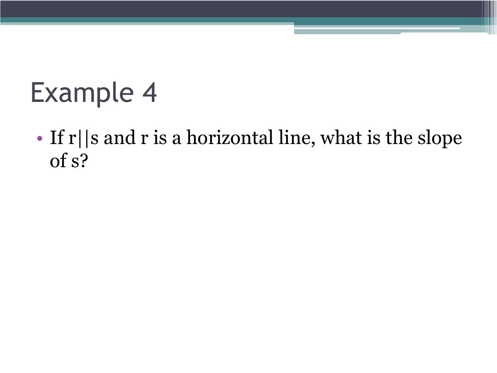Think about this question. It says, if R is parallel to S and R is a horizontal line, what is the slope of S? 0. Good. So just visually drawing it out so you can see what it's talking about. Horizontal goes this way. The slope of a horizontal line, this is R. My slope is 0. If it's parallel, here's my S. My slope for S is also going to be 0.